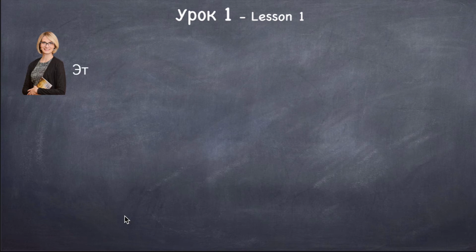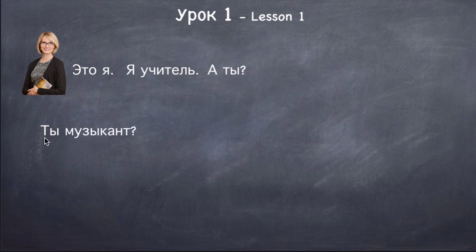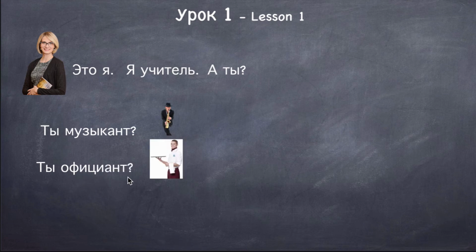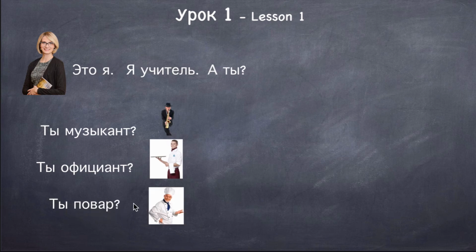Good. If I wish to address you informally, I will say это я. Я учитель. А ты? I'm addressing you informally. Ты means you, singular. Let me ask you about your profession. Ты музыкант? Ты официант? Ты повар? So even though this vocabulary is new, perhaps you can guess the translation by looking at pictures.